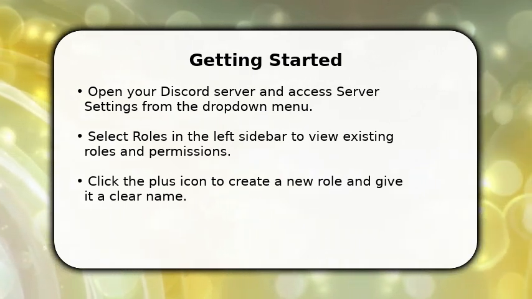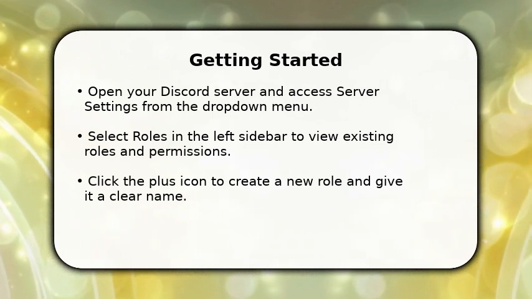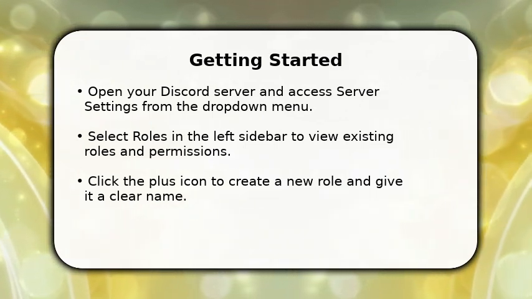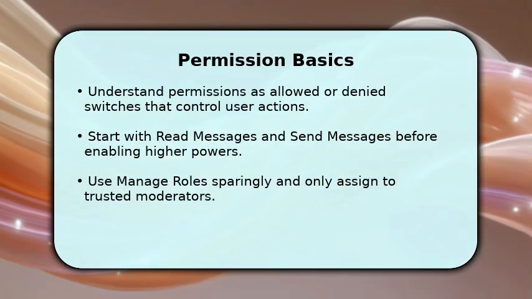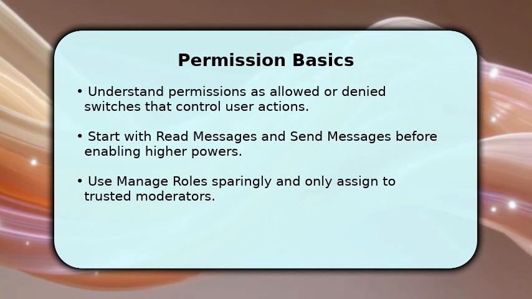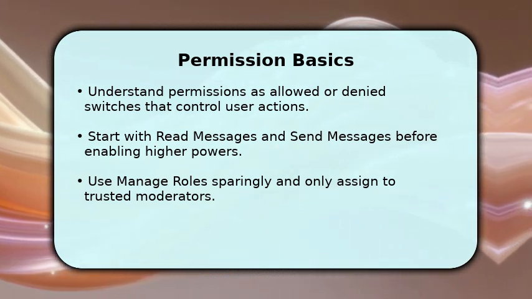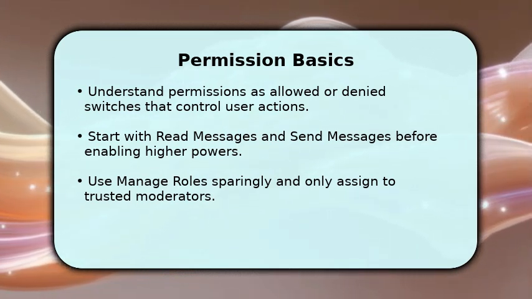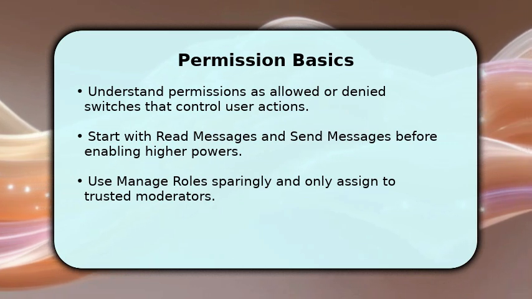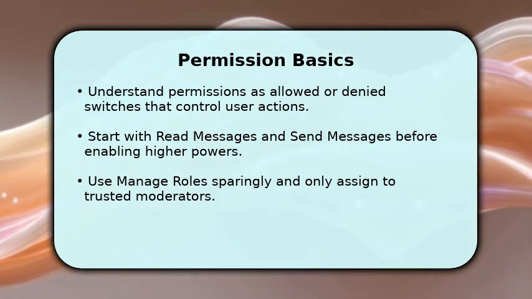Keep permissions minimal at first, then add capabilities like manage messages or kick members only when necessary and safe. Assigning permissions is a careful process that protects your community and saves time. Begin by enabling basic permissions like read messages and send messages before testing higher powers. Avoid granting administrator unless you fully trust someone, and instead combine manage messages and kick members for moderation.